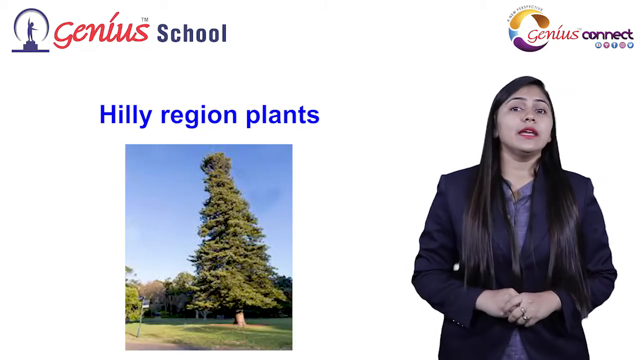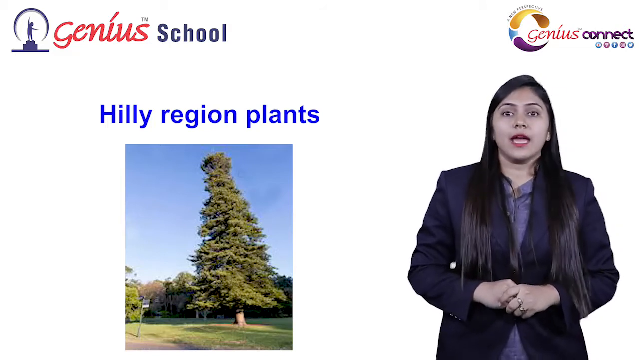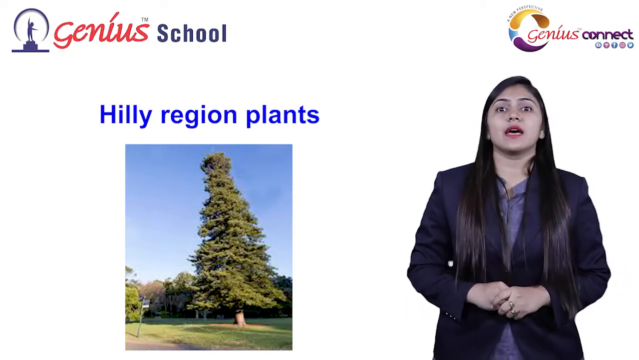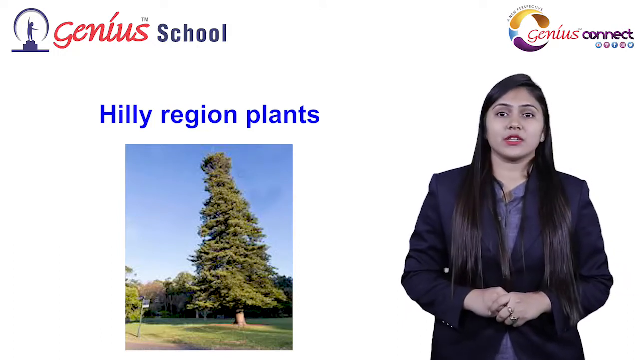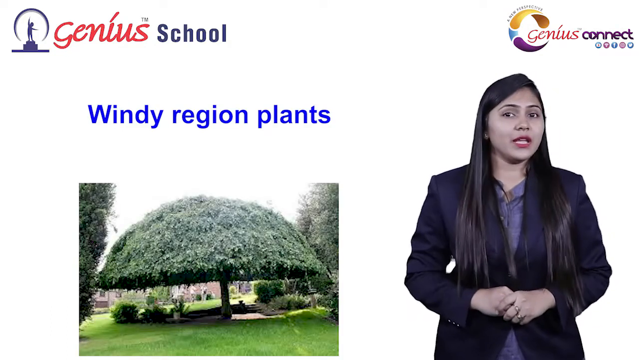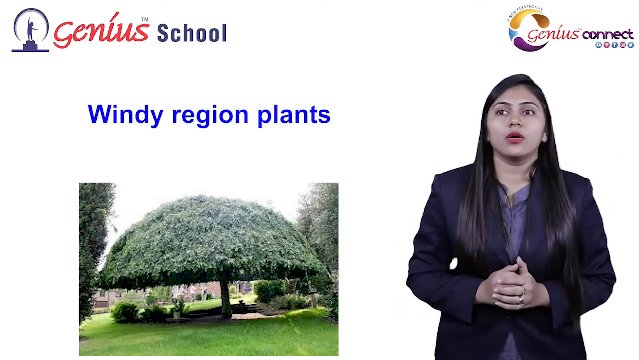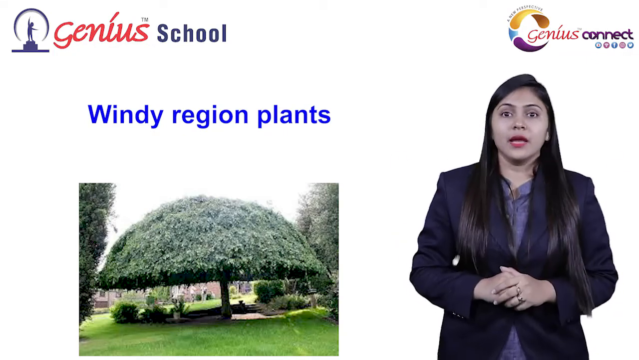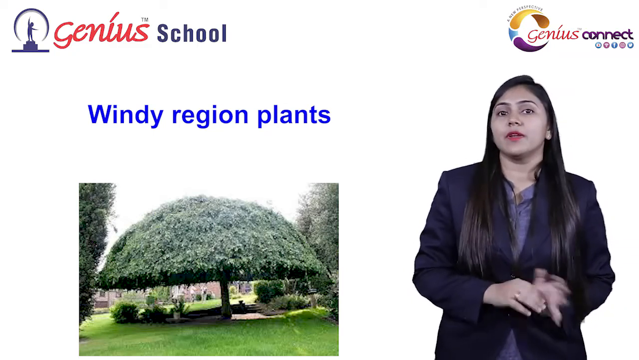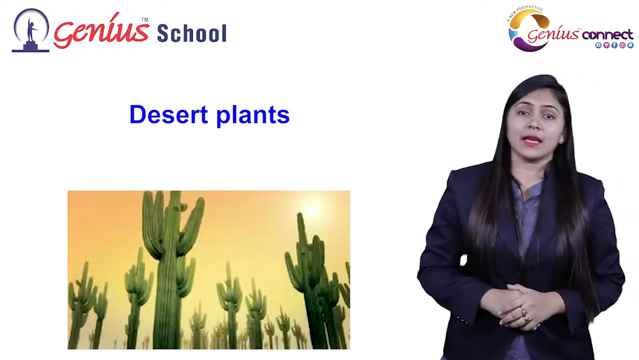Then number two, hilly region plants. Hilly region plants are generally conical in shape, and they grow cones instead of fruits. That's why these plants are called coniferous plants, such as pine and fir trees. Then number three, windy region plants. Windy region plants are generally flat-topped, and we can call them umbrella-shaped also. Because if heavy wind blows, this plant will never fall, because it is in an umbrella shape.